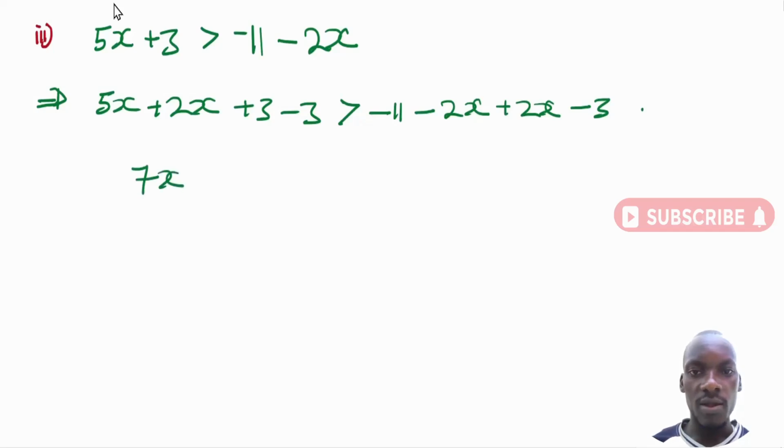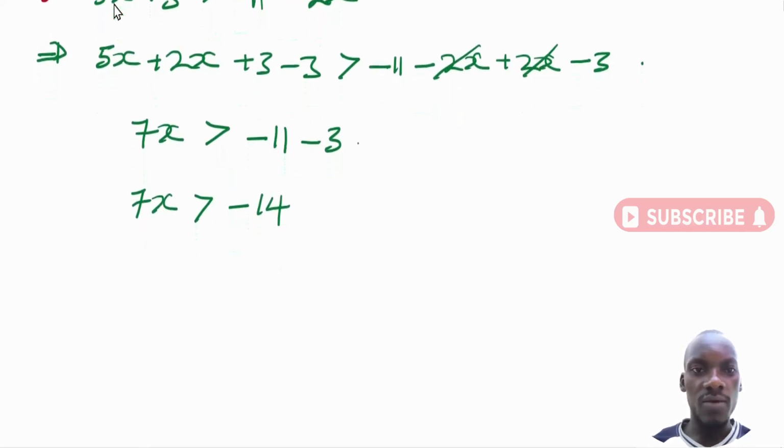Then this 3 and 3 cancel out. Then greater than, we have now negative 11. This and this cancel out, minus 3. So we have 7x being greater than negative 14. From here we are going to divide through by 7 on both sides. There is no reversing because we are dividing by a positive. So we are remaining with x alone on the left hand side being greater than negative 2.